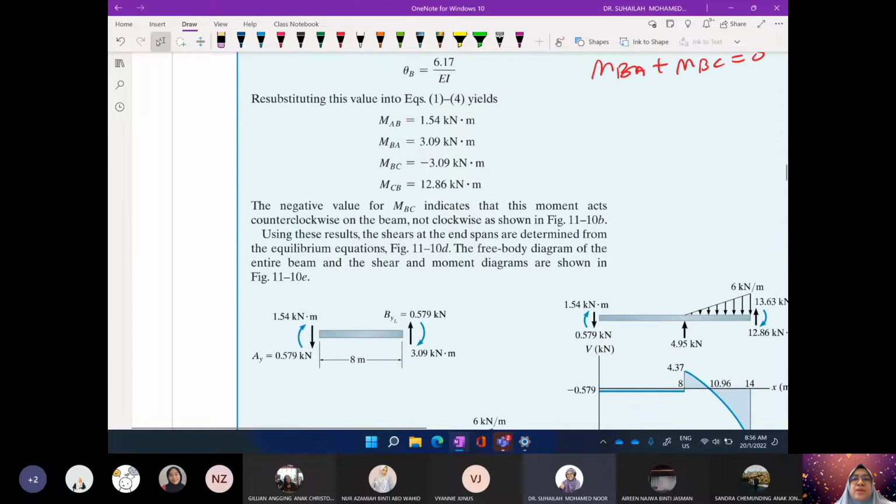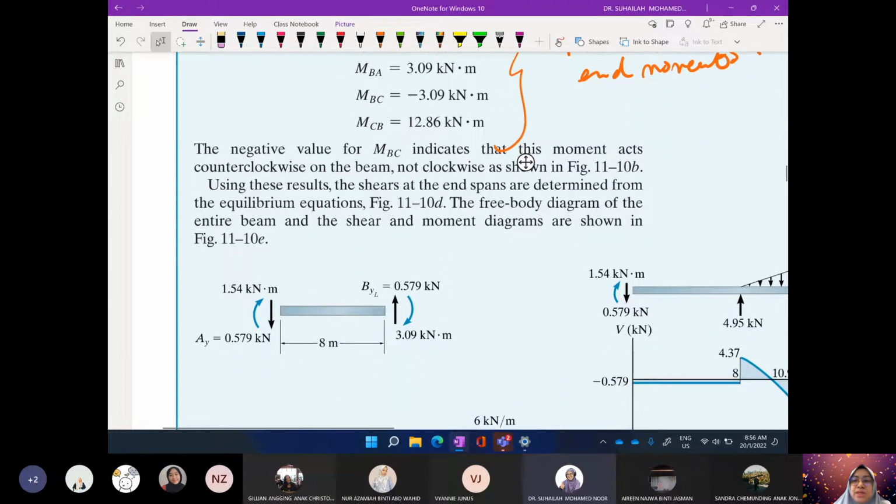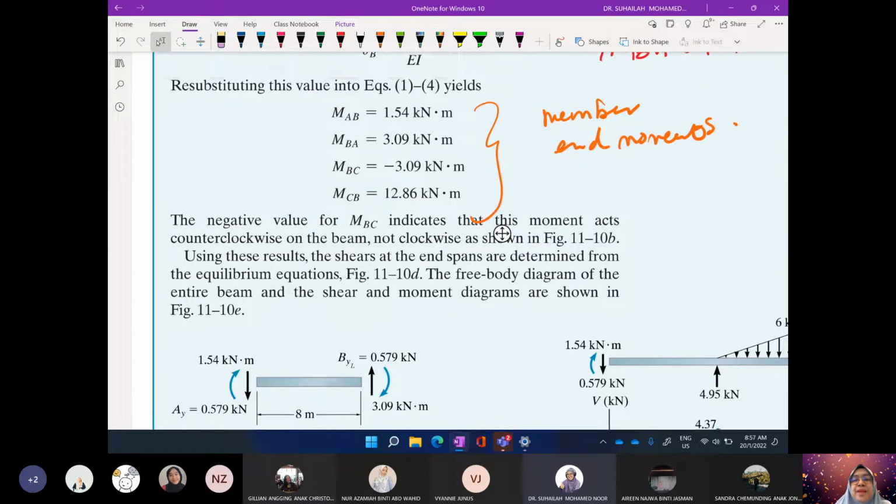There's one thing here. For the diagram, using slope deflection method and moment distribution method, we get the same output, which is member end moment or internal moment in the beam or in the frame. So this is all the member end moment. This member end moment can be used directly to draw bending moment diagram.